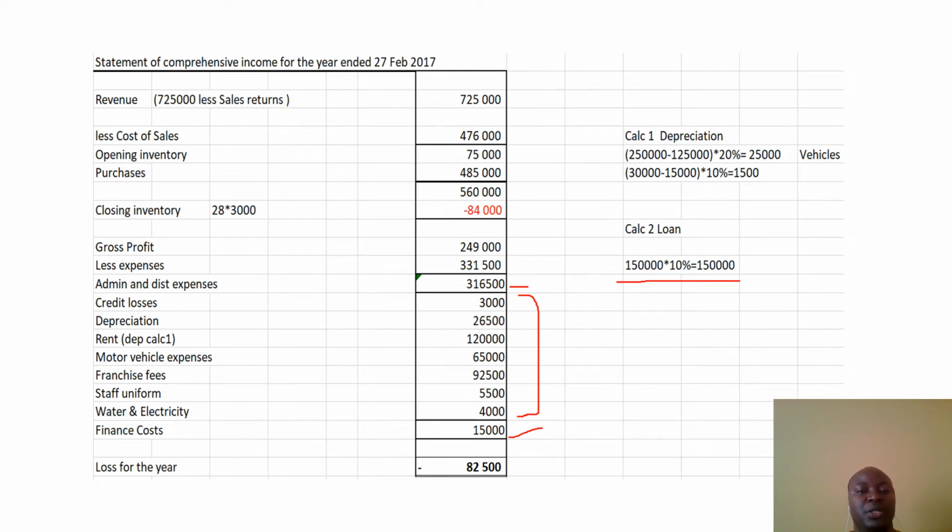So if you want to determine all the expenses, you're going to say the total that you get here plus your finance cost, it will give you your 33,500. And so you say your gross profit minus the expenses, you get your loss, because your expenses are more than your income, isn't it? So we can proceed to the next.